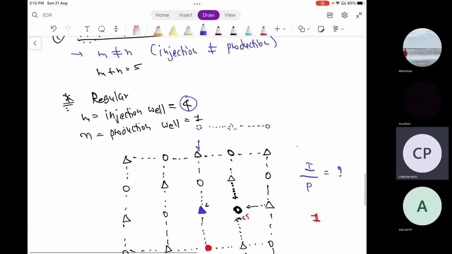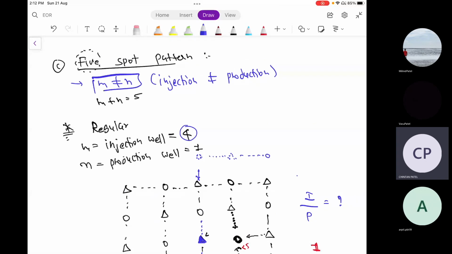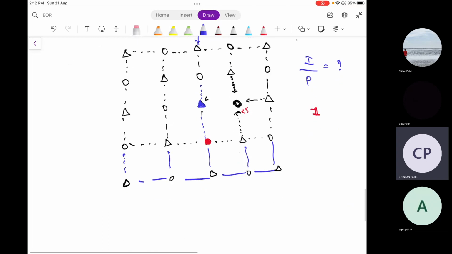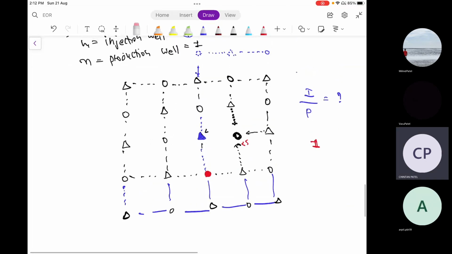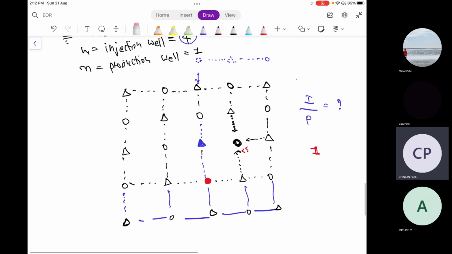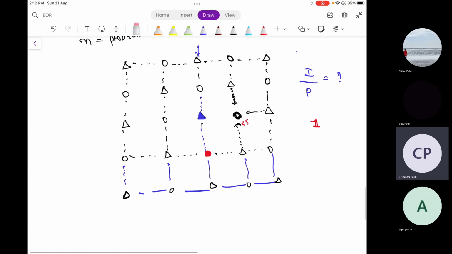The ratio is not 1 because we do not have m equal to n. That is one thing. So you can't say it's 1. The ratio is not 4 because not all injection wells are getting production from all 4 of those injection wells. So let's say we are injecting 100 in each.